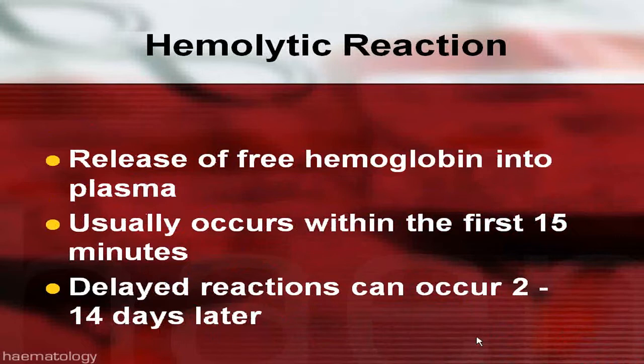You also have, because of the blood breaking up, the release of hemoglobin into the plasma. This is usually going to occur in the first 15 minutes. That's why you want to give it very, very slowly to make sure that there is no mix-up in the client or the blood that you're giving to the client. That's why you want it to go very slowly for that first 15 minutes, so that they won't have gotten as much and you can stop it before there's a major reaction.